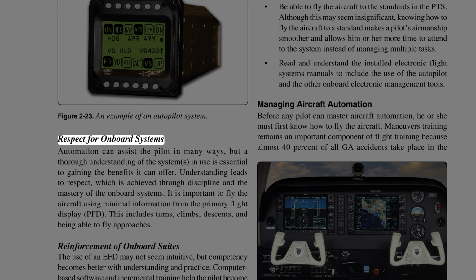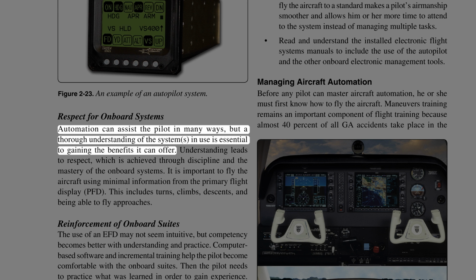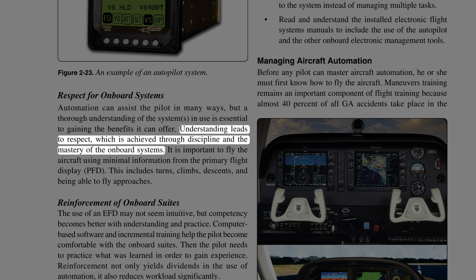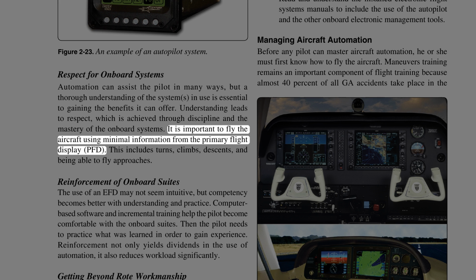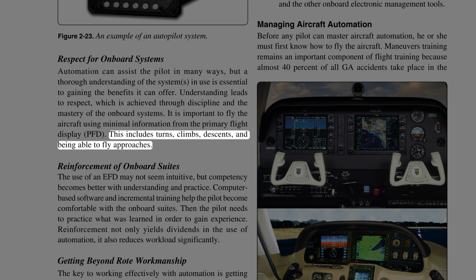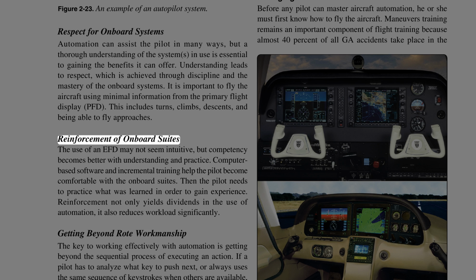Respect for onboard systems. Automation can assist the pilot in many ways, but a thorough understanding of the systems in use is essential to gaining the benefits it can offer. Understanding leads to respect, which is achieved through discipline and the mastery of the onboard systems. It is important to fly the aircraft using minimal information from the primary flight display, PFD. This includes turns, climbs, descents, and being able to fly approaches. Reinforcement of onboard suites.